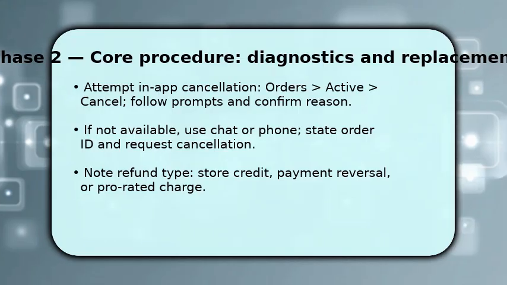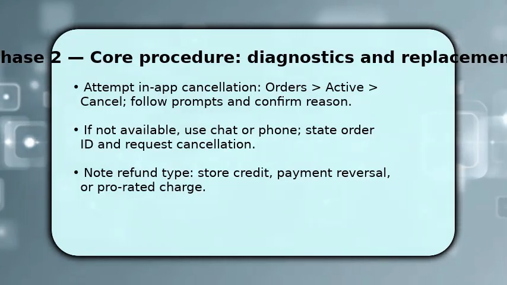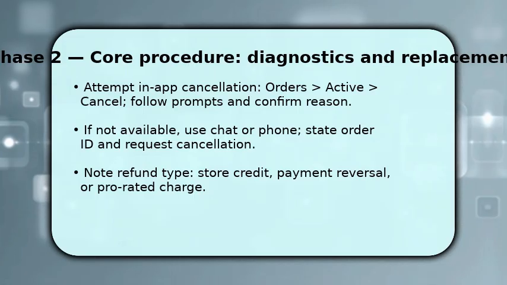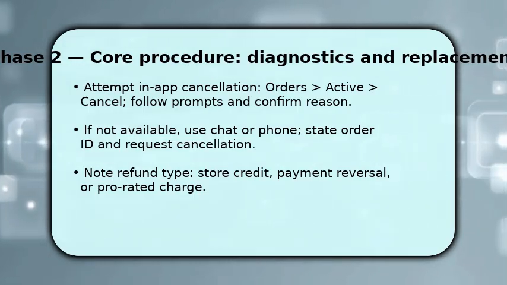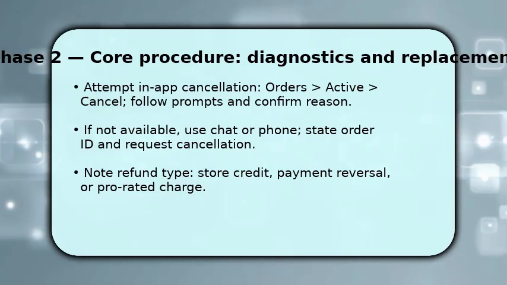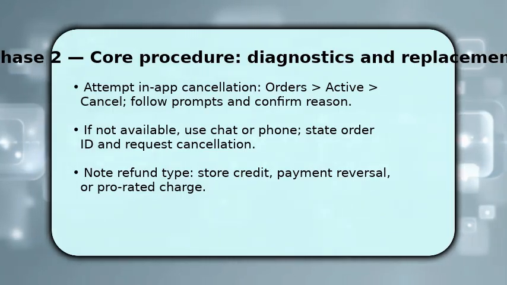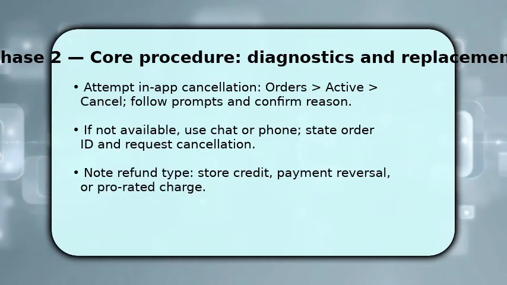Open orders, select the active SIM order and tap Cancel. Follow the prompts and choose a reason. If the option is not presented, escalate to live support, initiate chat or call, and clearly state the order ID and ICSID, then request immediate cancellation.